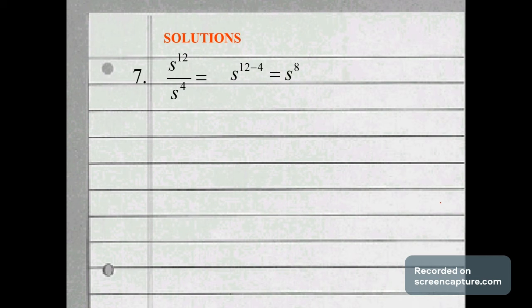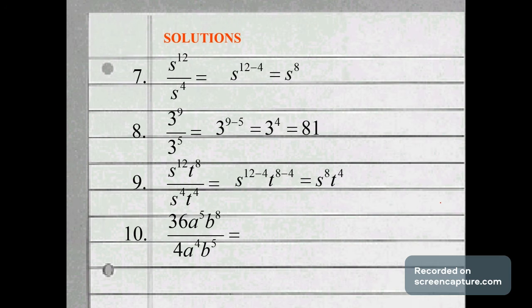Number 7, that would be simply s to the power of 8. Number 8, we simply have 3 to the power of 4. Number 9, that would be s to the 8th, t to the 4th. And number 10, that would be 9ab cubed. Alright, so I hope you got the correct answer.